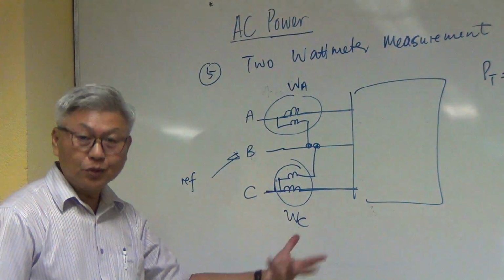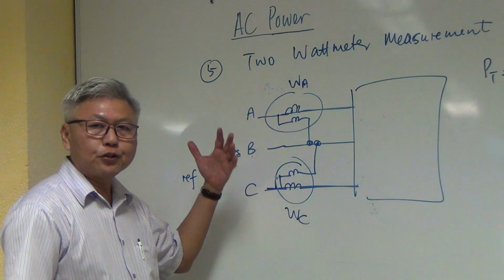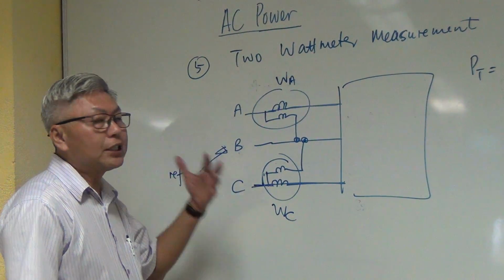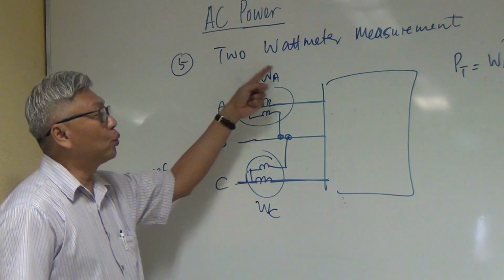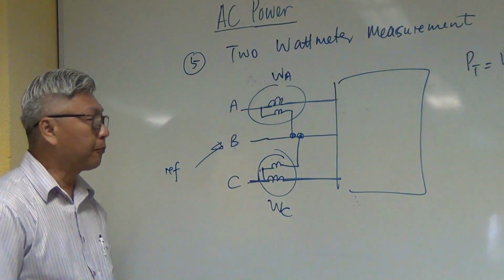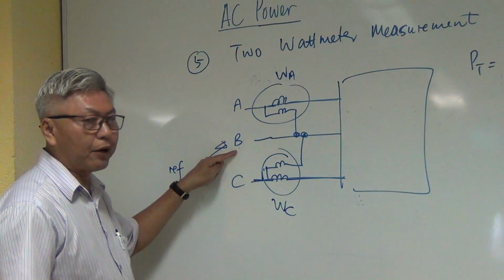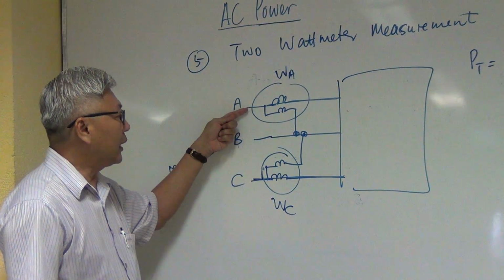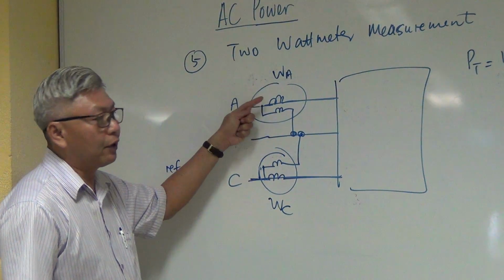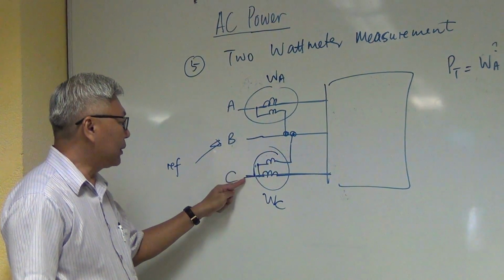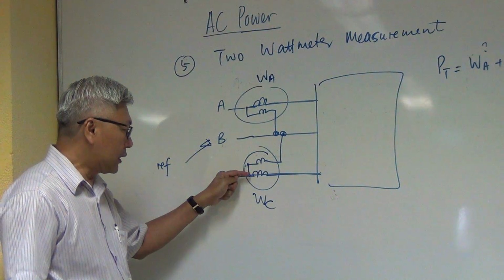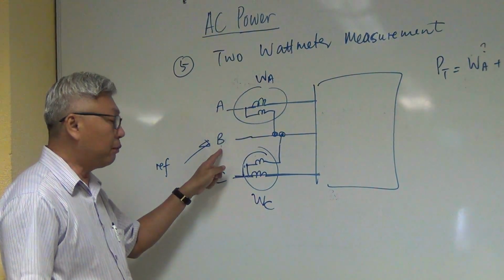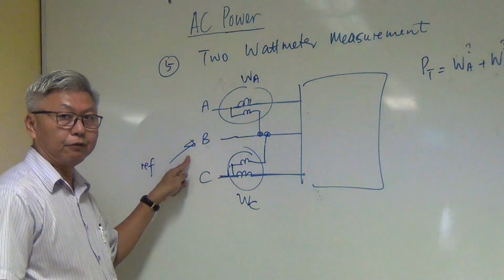So let's continue. We were saying that for a three-phase system, instead of using 3 wattmeters, I can use 2 wattmeters to measure the total power. So in this circuit here, who is my reference? B is my reference. The voltage for wattmeter A is A with respect to B, and for wattmeter C, the voltage is C with respect to B. Why B? Because I make it the reference.